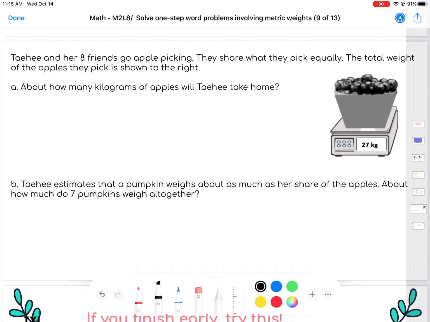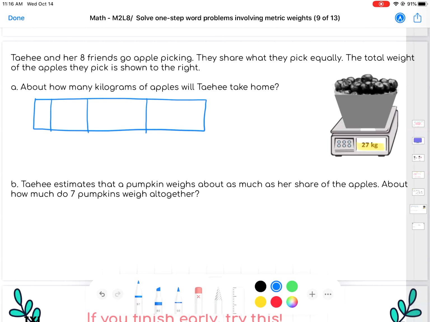Next, Tae-hee and her 8 friends go apple picking. They share what they pick equally. The total weight of the apples they pick is shown to the right, which is 27 kilograms. About how many kilograms of apples will Tae-hee take home? So including Tae-hee, there are 9 friends. So I'm going to draw my big rectangle and I'm going to divide this into 9 because we have 9 friends.